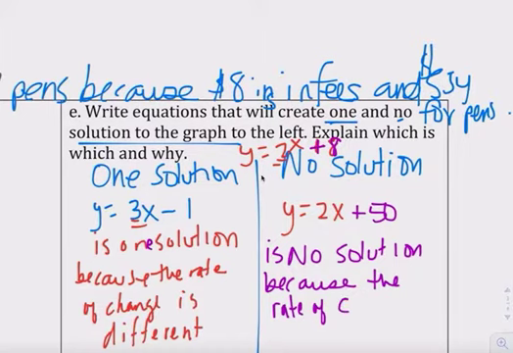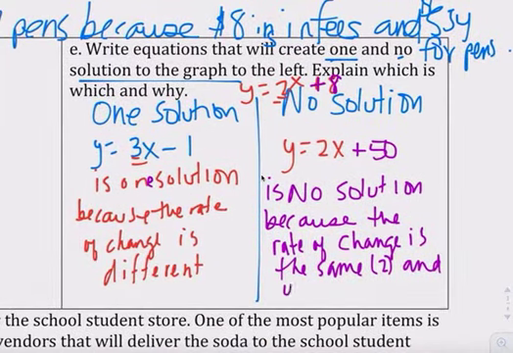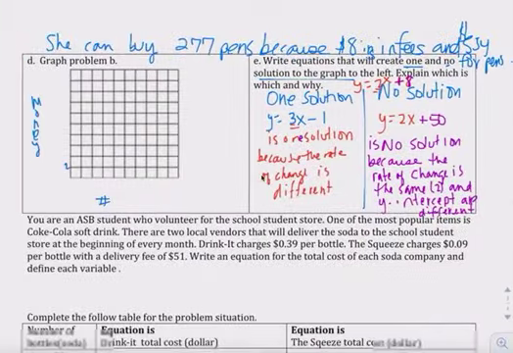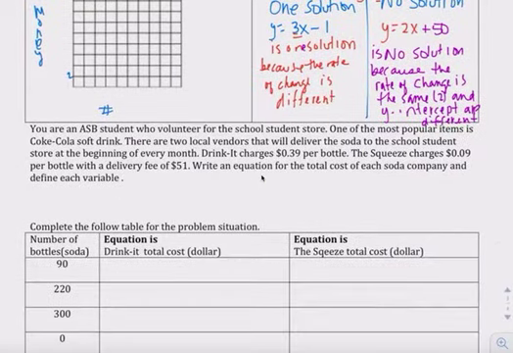The rate of change is the same, 2, and the y-intercepts are different. We know it's going to be parallel and the two lines will never meet.